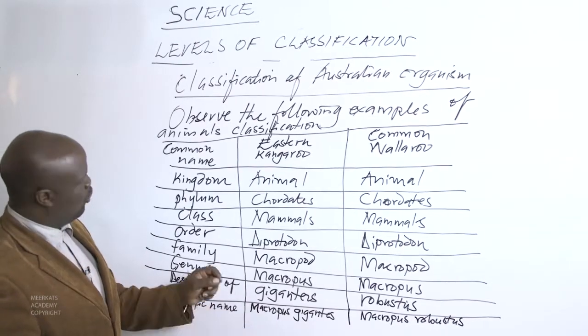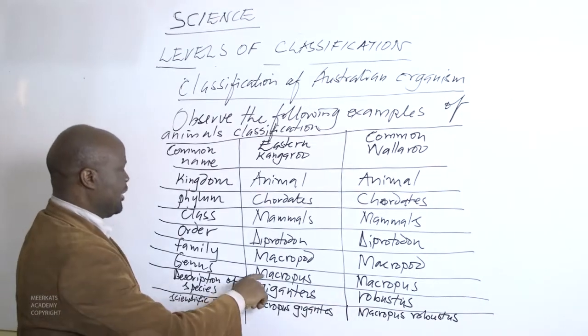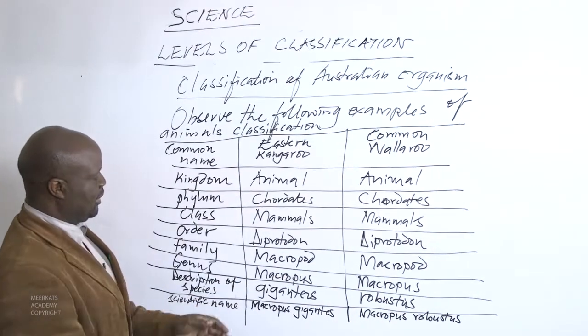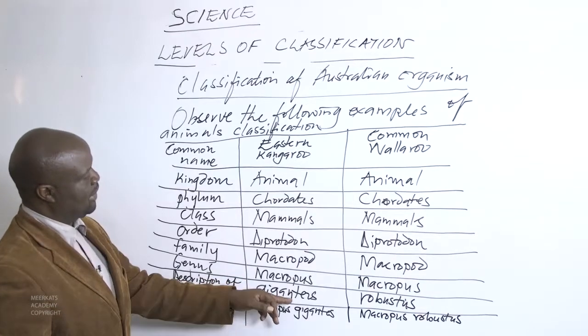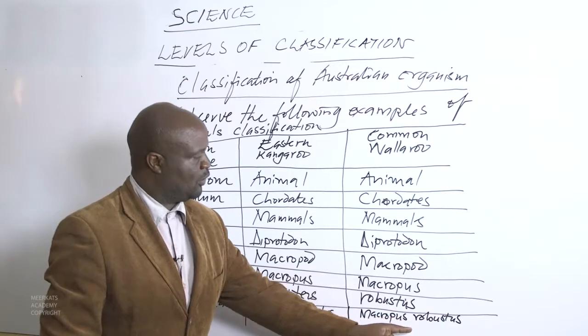For the scientific name, we use the lowest levels of classification. We use the genus and the species. Genus being the first one, Macropus, and then the species follows, robustus.